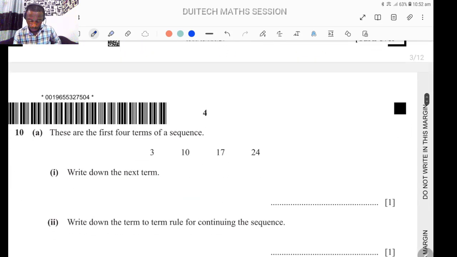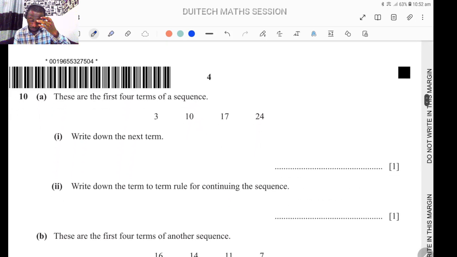These are the first 4 terms of a sequence. Write the next term. What do we do here? We find the difference, right? From 3 to 10, you subtract them. If we add 7 to 3, we'll have 10. So the difference here is 7. Then 7 is always the difference.